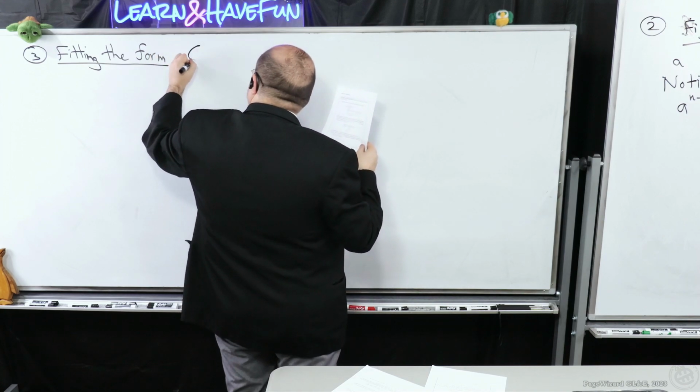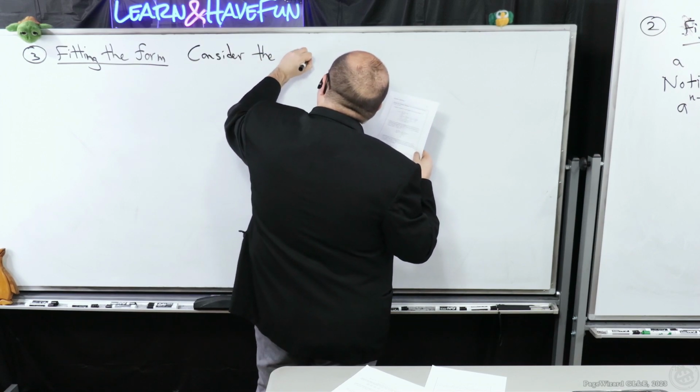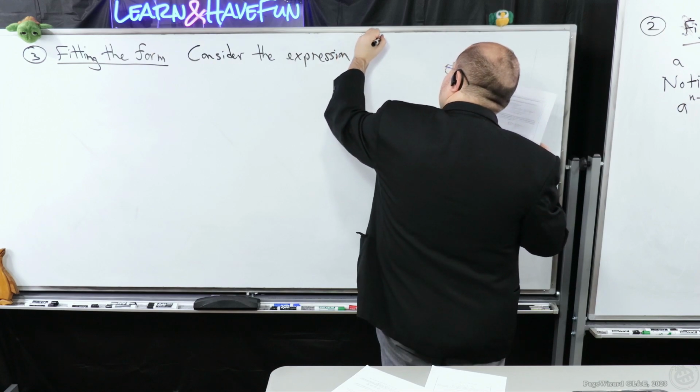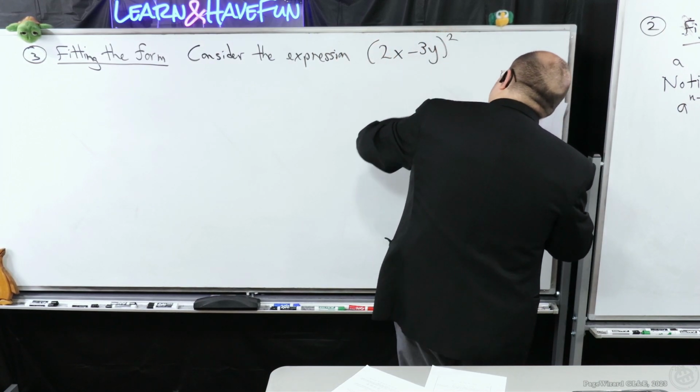So consider the expression, for variables x and y, (2x minus 3y) squared, like this.